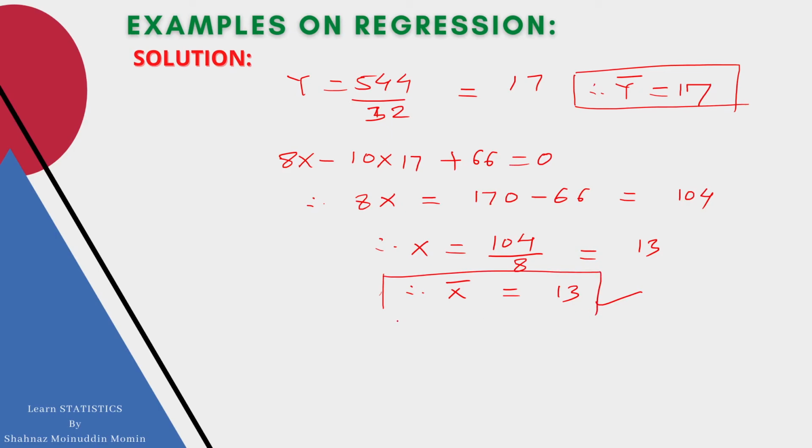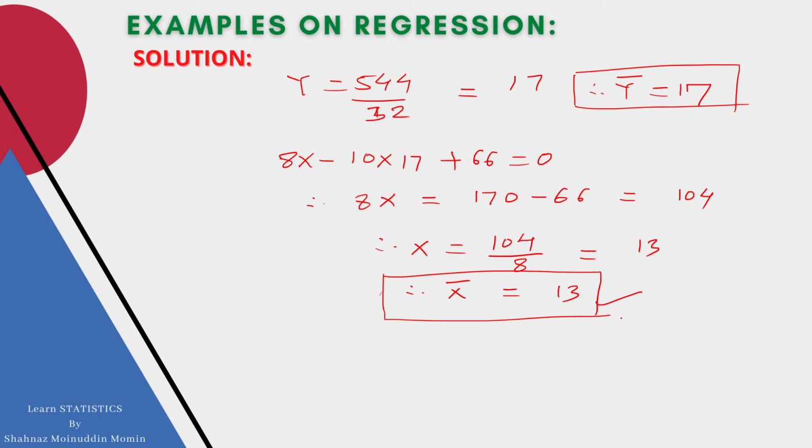After simplifying these two regression equations simultaneously, we get the mean of x and y. Now we have to obtain the correlation between x and y. To calculate the correlation, first we obtain the regression coefficient of x on y and y on x. Then we obtain the correlation with the help of the properties of regression coefficients.